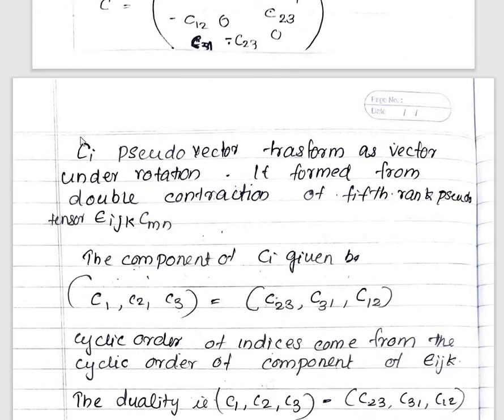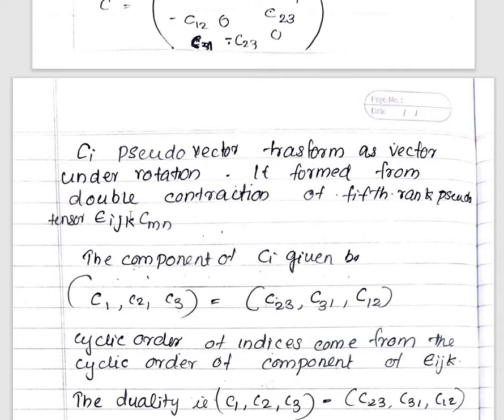Here Ci is a pseudo vector. It transforms as a vector under rotation. The difference arises only because of inversion or reflection. In the case of rotation, it remains the same as it transforms as a vector under rotation. So it is formed from this double contraction of a fifth rank pseudo tensor.